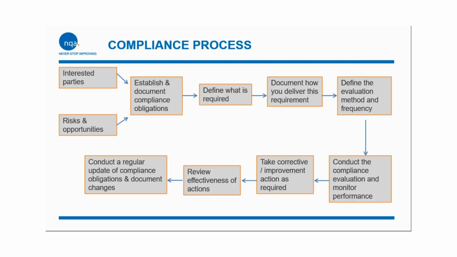So the compliance process, in terms of the various things: you've got interested parties, you've got risks and opportunities. From those, you establish and document the compliance obligations, define what is required and how it applies to you, document how you deliver this requirement in terms of process steps and controls, define the evaluation method and frequency, conduct the compliance evaluation and monitoring process, take corrective action and improvement as required, review the effectiveness of those actions, and conduct a regular update of the compliance and obligations requirement, which then takes you back round the cycle.